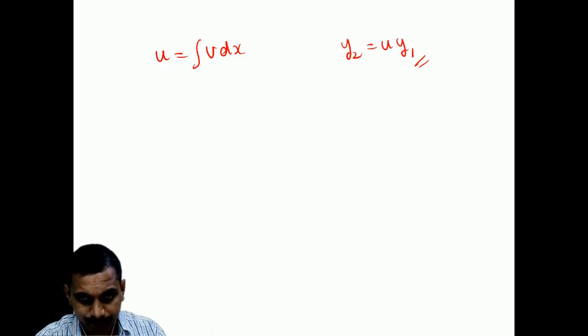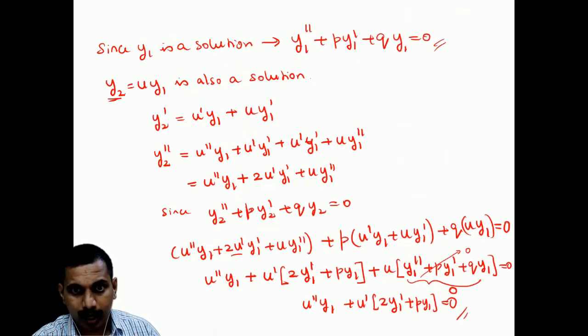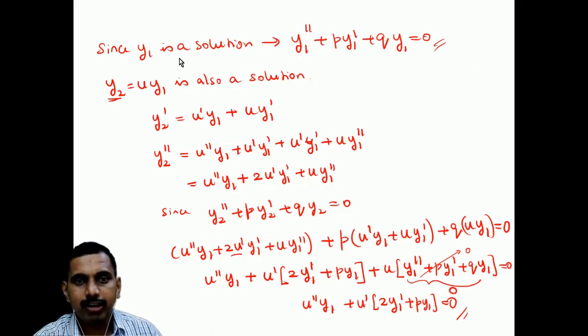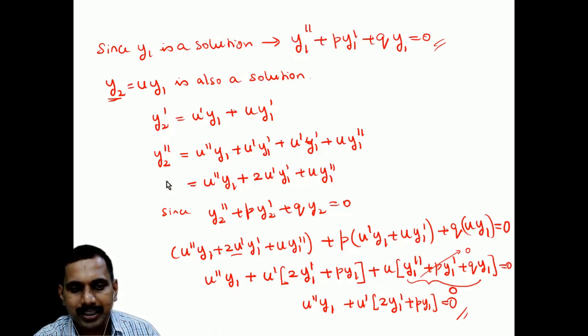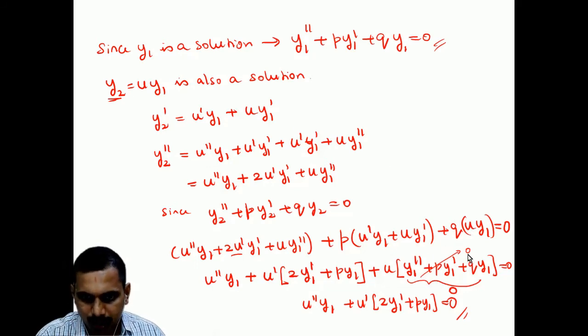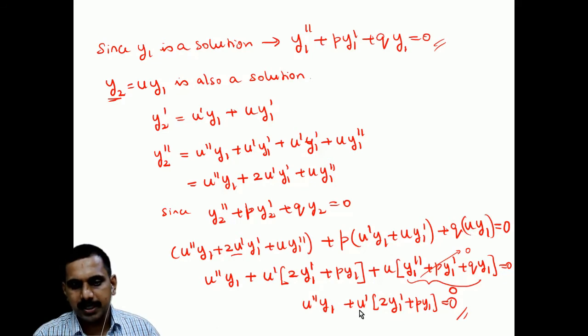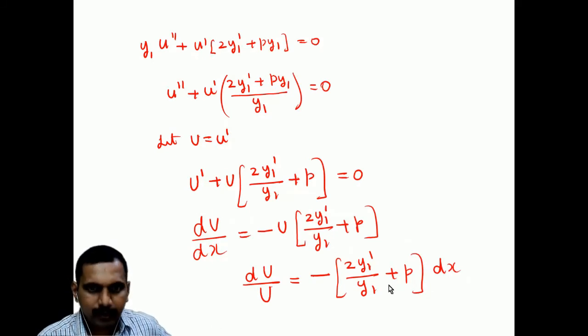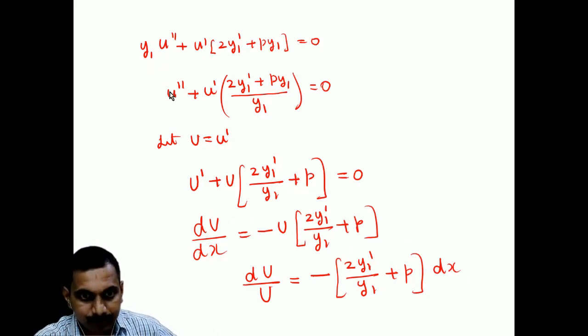Clear, students? Any doubts? Let me go further. Let me tell you how we have got this. What we said: y1 is a solution. Then we assume y2 is equal to u into y1 is also a solution. So we calculate y2 dash and y2 double dash, and since y2 is a solution, it should satisfy the differential equation. We substituted y2 double dash, y2 dash and y2, and this goes to 0. What happens? We got u double dash y1 plus u dash into 2y1 dash plus py1 is equal to 0.